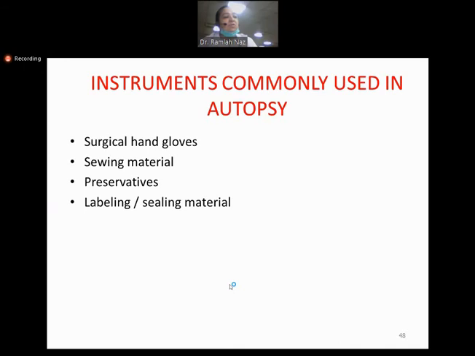Then you have to look at all these things. And finally, we have done that, which is why we were performing that autopsy. So this is all for today's lecture.